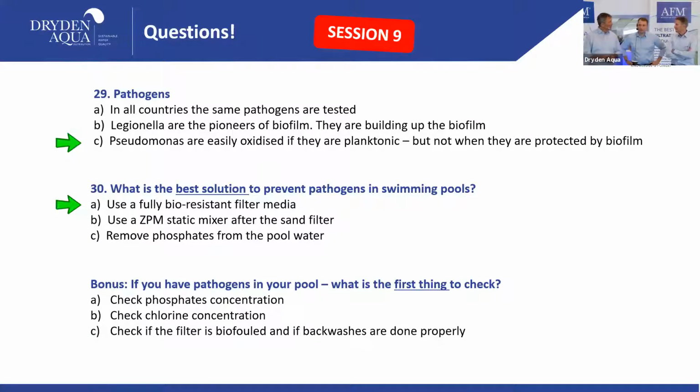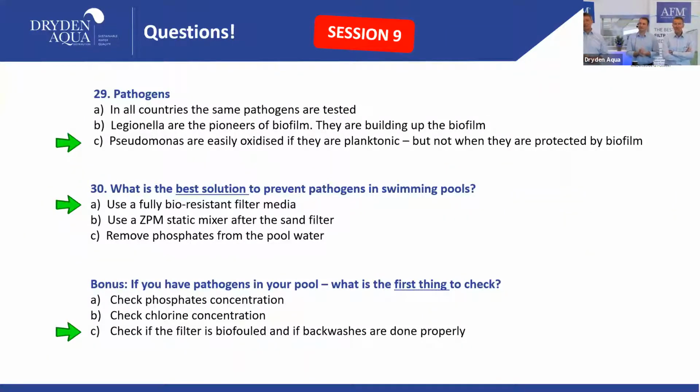Yeah, the last one. Who gets the bonus? Okay, if you have pathogens in your pool, what is the first thing? So number one thing to check: A, check phosphates concentration. B, check chlorine concentration. Or C, check if the filter is biofilled and if backwashes are done properly. Is there a D? There's no D. It's a difficult one.